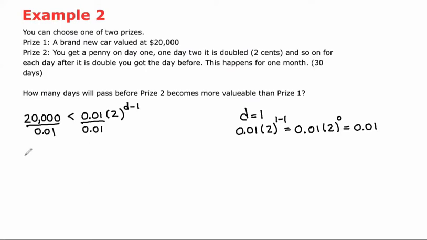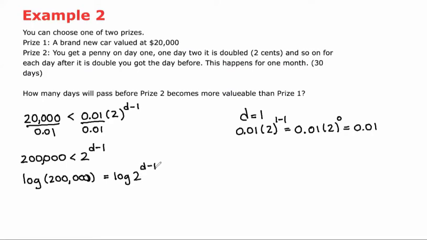And that's going to add 2 more zeros to my number here. So now that's 200,000 is less than 2 to the d minus 1. Now 200,000 is not a power of 2. So I'm going to take the common log of both sides. So this is common log of 200,000 equals common log of 2 to the d minus 1.